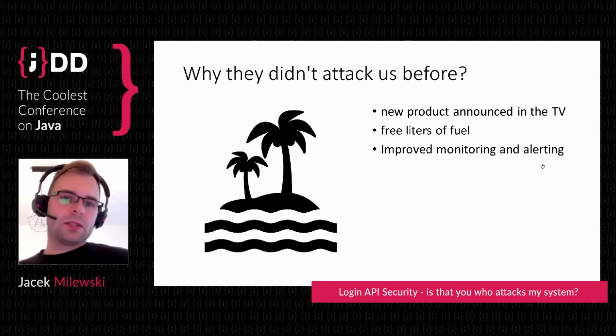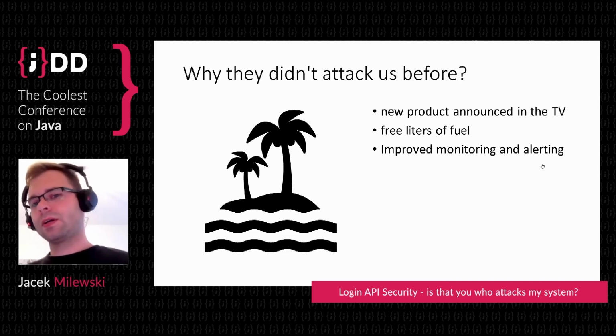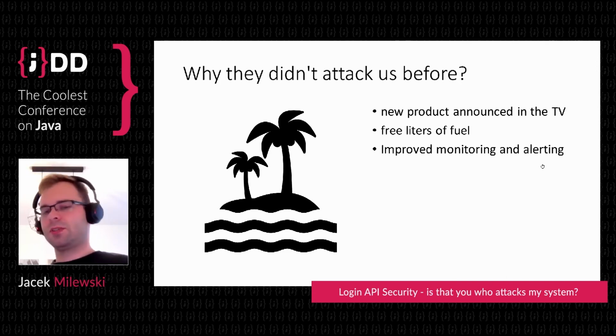Why didn't they attack us before? Why don't they attack your system yet? Well, we have a new product. We had a new product announced on TV, and we gave away 3 liters of fuel as a promotion, right? So this is pretty attractive for users and attackers. And also, we improved monitoring and alerting.